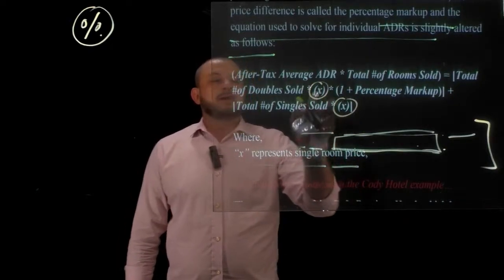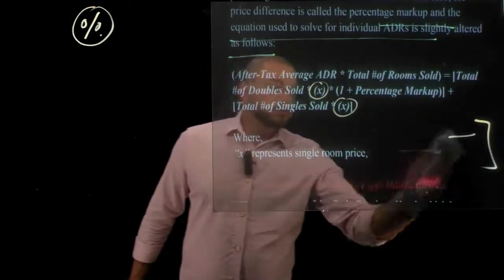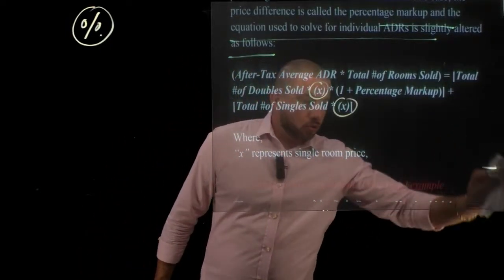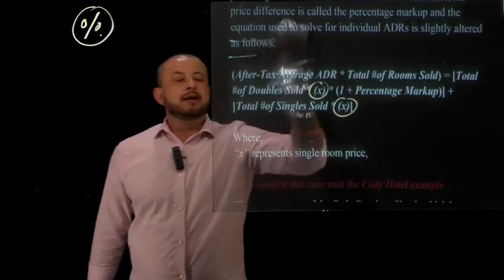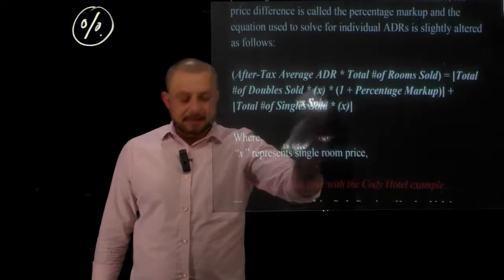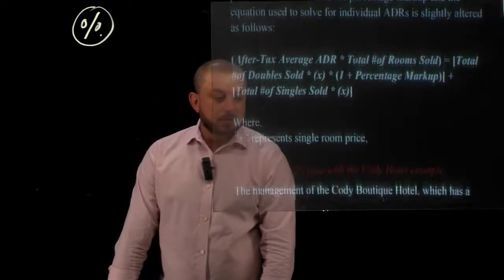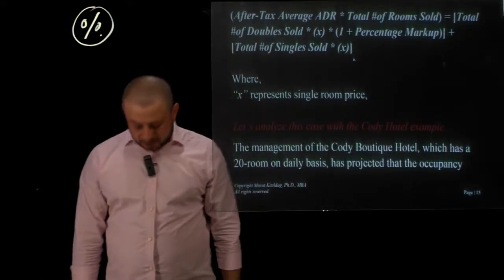There are two x's. Those x's right here represent the price for the single rooms, okay, guys? Now, I'm going to show you an example, and hopefully everything will be much more clear. Again, if you have any questions, please do not hesitate to send me an email.